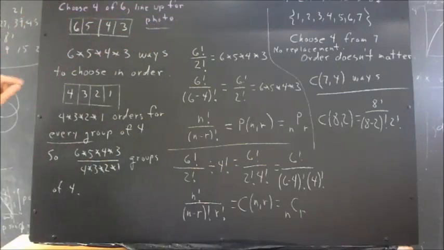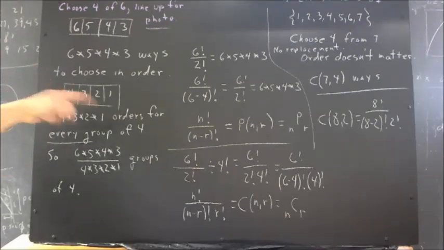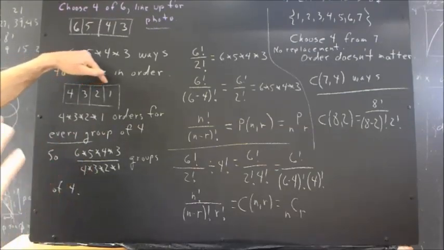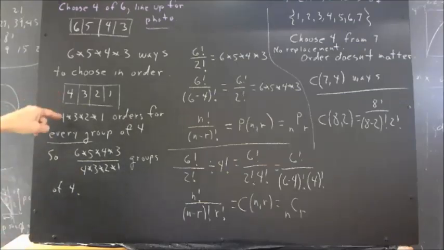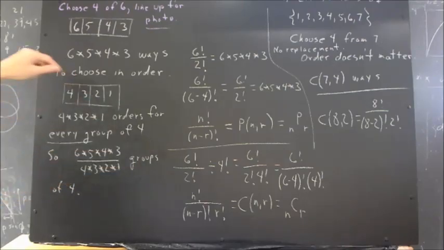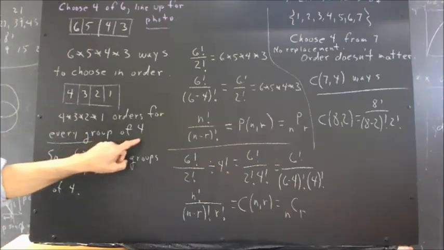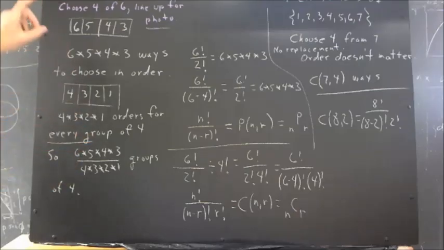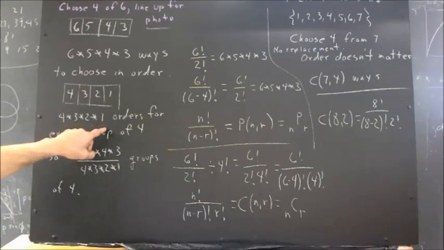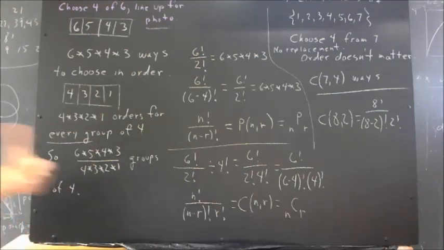But if we have 4 people, it should be clear that if we want to put them in order, there are 4 ways to choose the first person, 3 the second, 2 the third, and 1 the fourth. That gives us 4 times 3 times 2 times 1 possible orders for every group of 4. Well, 4 times 3 times 2 times 1 is just 4 factorial. If we want to know how many possible groups of 4 there are, we divide the number of ordered groups of 4 by the 4 factorial ways each group could have been chosen.